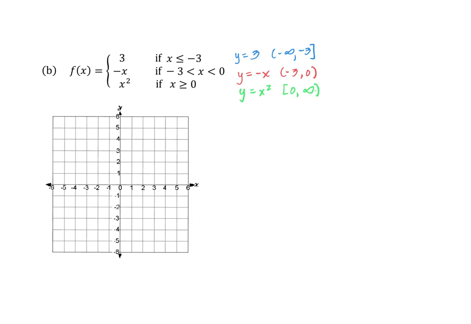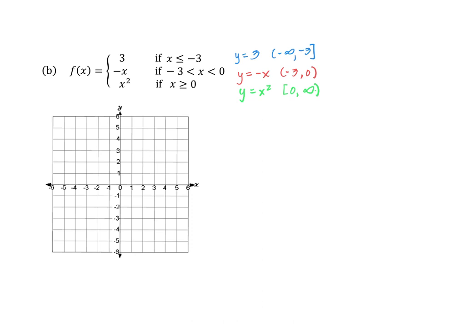Now, as we go through these graphs, you might have to go back to 2.1 where we looked at our basic graphs, because notice the last one, y equal to x squared, that would be our squaring function. So you might have to review stuff like that.